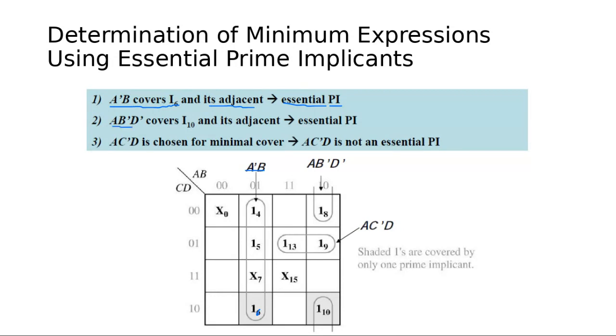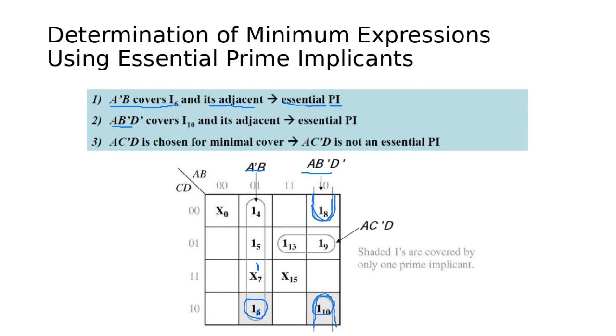Not A, not B, not D. This one. This. Also this. Okay, it is the essential prime implicants. You can use all of them, because if you don't use this one, the 6 will be alone. If you don't use this neighbor, 10 will be alone, but it is just neighborhoods.